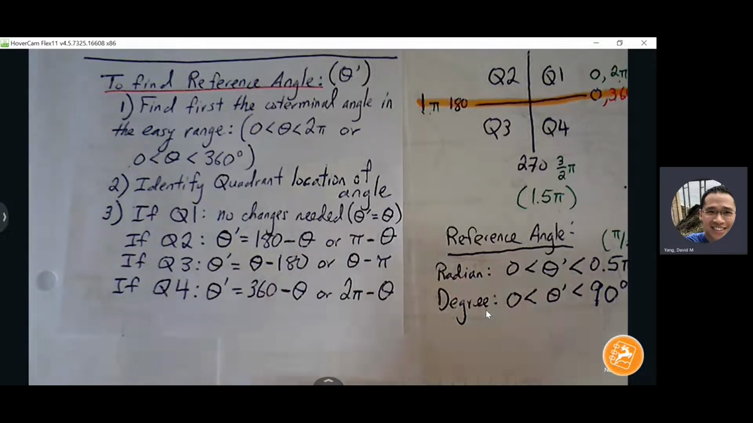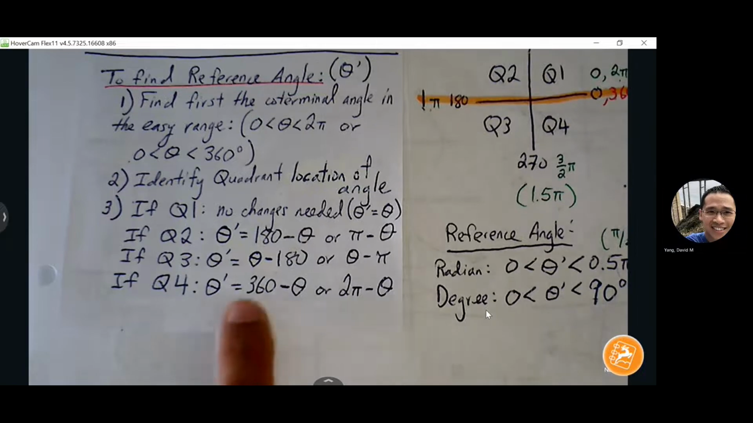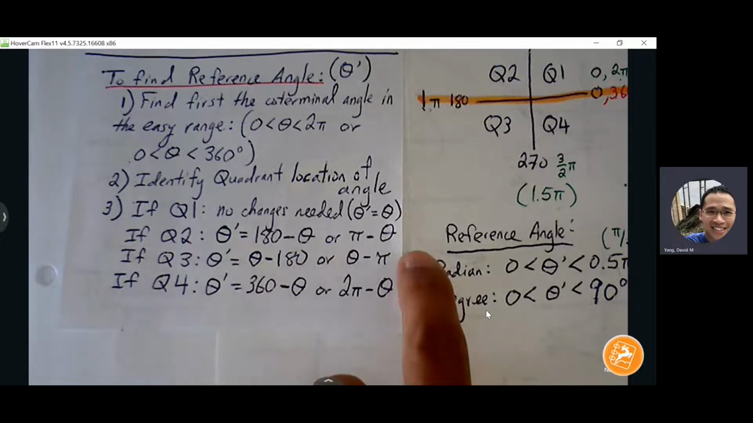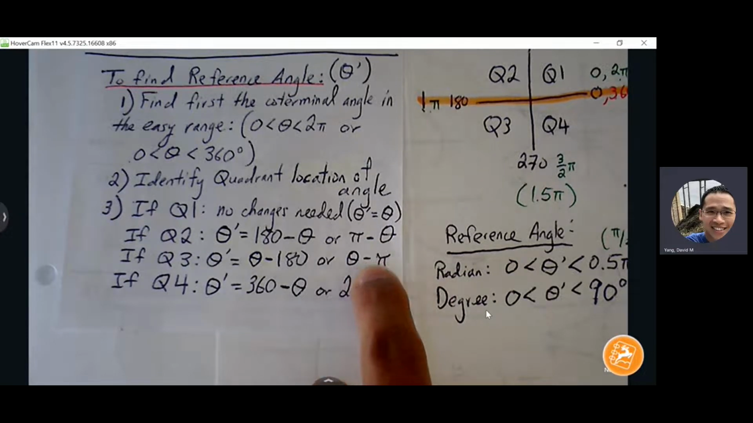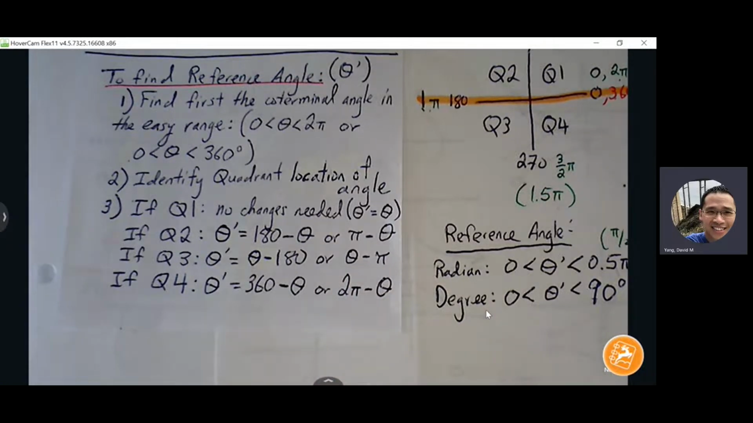If it's in the third quadrant, you're still going to subtract from 180 because that's the closest x-axis to you. If you're in the fourth quadrant, you're going to subtract involving 360 because that's the closest x-axis to you. Now, with radians, you're involving pi if you're in the second and third quadrants, subtracting from pi or with pi. And then in the fourth quadrant, you're subtracting from 2 pi.